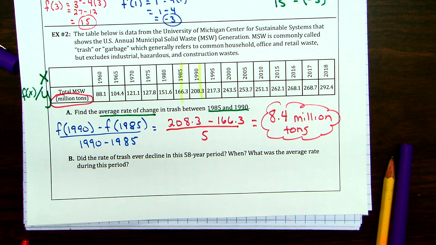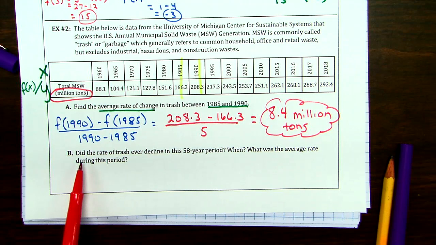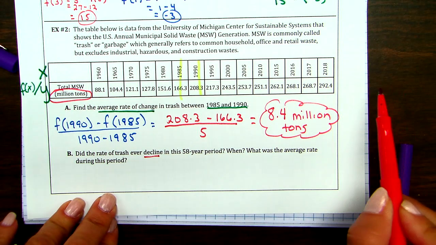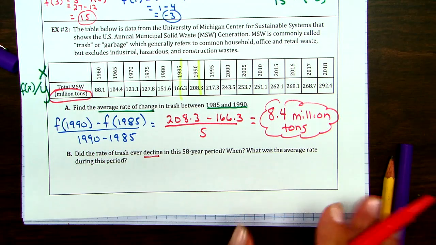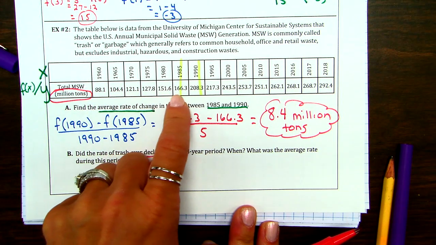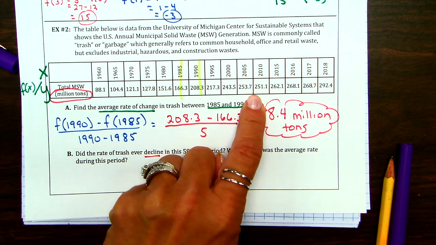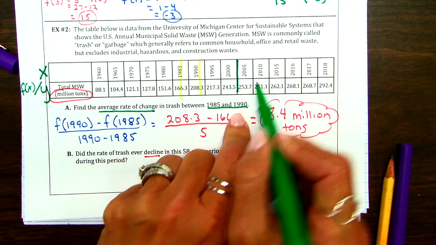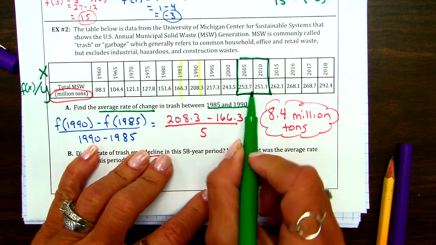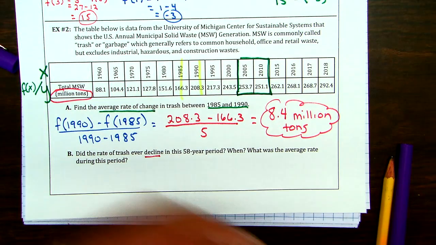Okay, so just using that formula, just using the data a little bit differently. And then part B, did the rate of trash ever decline in these years? Okay, so let's start with that, and then we can answer the rest. So as I look, I just scan left, right. So we're going up, up. Every number is getting bigger, bigger, bigger, up until these 2 years. In 2005 to 2010, we had the only decrease in garbage. Every other year it went up. So yes.